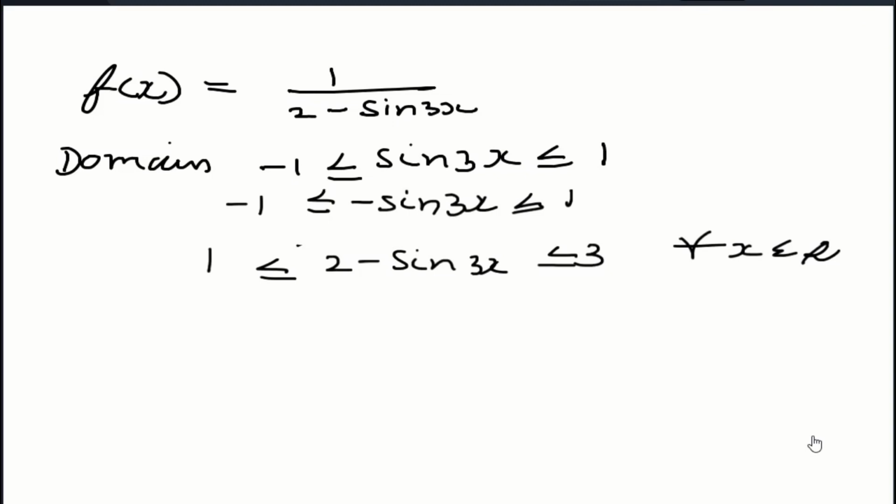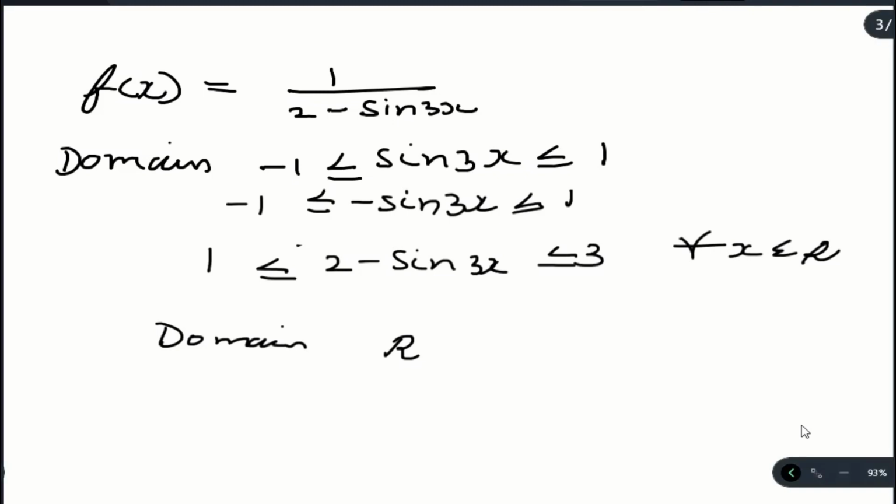But it is in the denominator. 2 minus sine 3x should not be equal to 0 for the domain, for the function to be a real valued function, right? But it is very clear that it lies between 1 and 3. Therefore, the denominator is never equal to 0. As we proceed, the denominator lies between 1 and 3 only for all values of x belonging to real numbers. So I can write the domain as any real numbers. That is how I conclude.